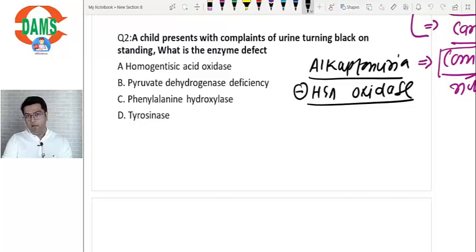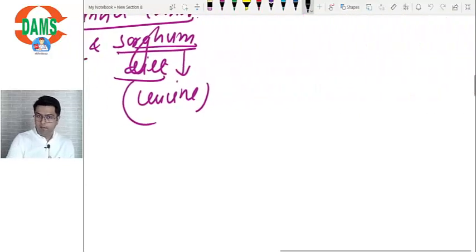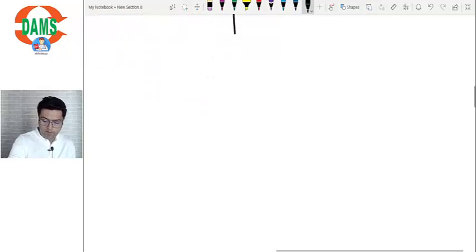That turns the urine black when it is exposed to oxygen. Homogentisic acid gets polymerized to something called alkapton bodies, and that is what gives it the color. So alkaptonuria is a condition in which the urine turns black. That's one of the important points.